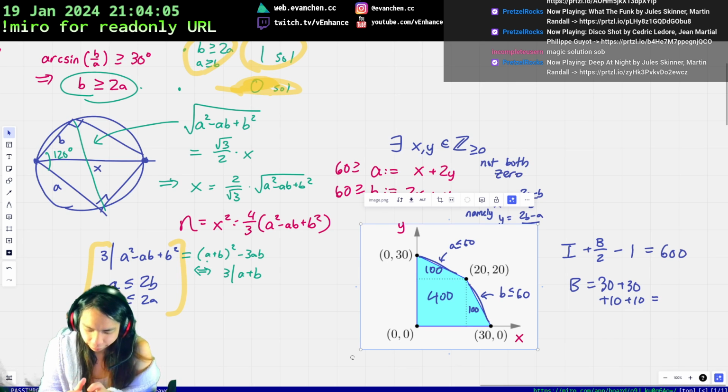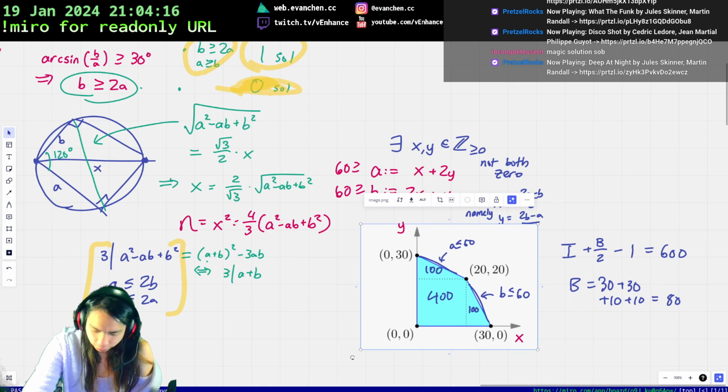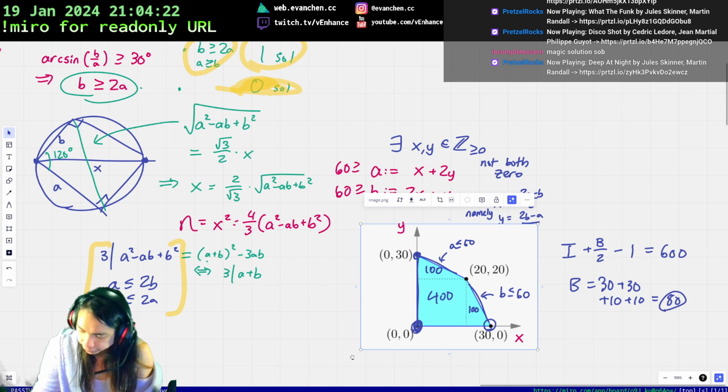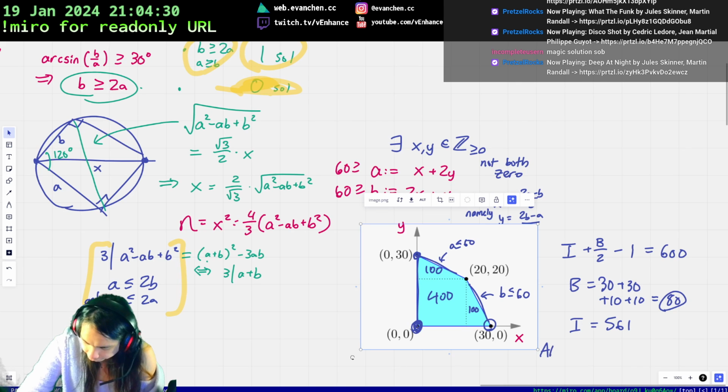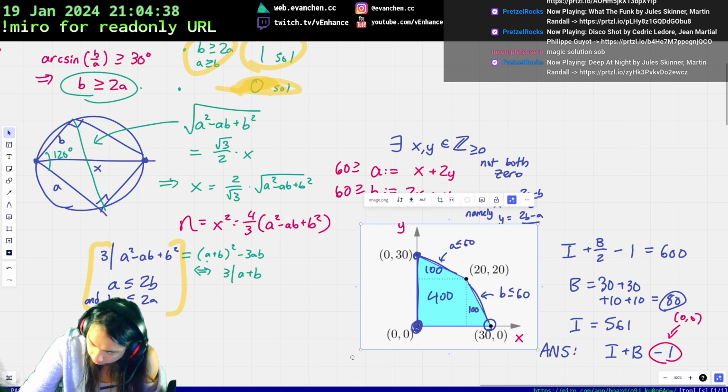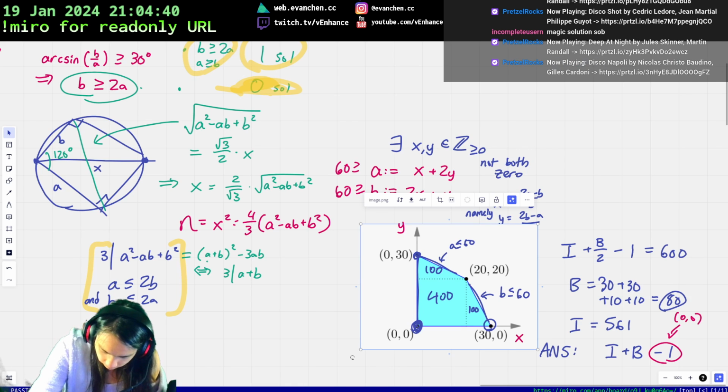You have to be a little careful about fence post errors, but for every segment it has both boundary points. So it works out in a nice way where you count this guy and not this guy when you're counting this thing, and then you count this guy and not this guy. Anyways, the number of boundary points is 80, so the number of interior points by Pick's theorem becomes exactly 561. And so the answer is I plus b and then minus 1, because we want to throw out 0, 0, which is equal to 640.